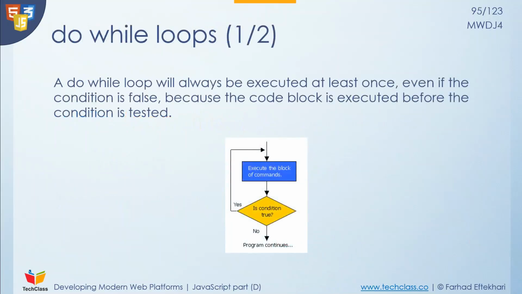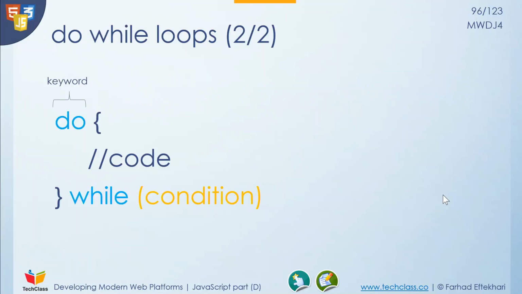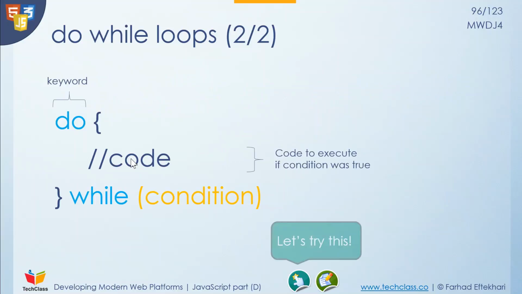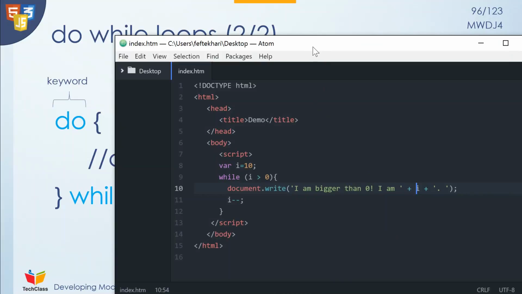All right, and then very similar to while loops, we have do while loops. A do while loop will always be executed at least once, even if the condition is false, because the code block is executed before the condition is tested. So here when it comes, we execute the code once, check the condition, if it is true, it goes all the way again and then executes the code again and again until the condition is false. Here there are the do while keywords, the code that will be executed at least once, and then the condition that needs to be checked.